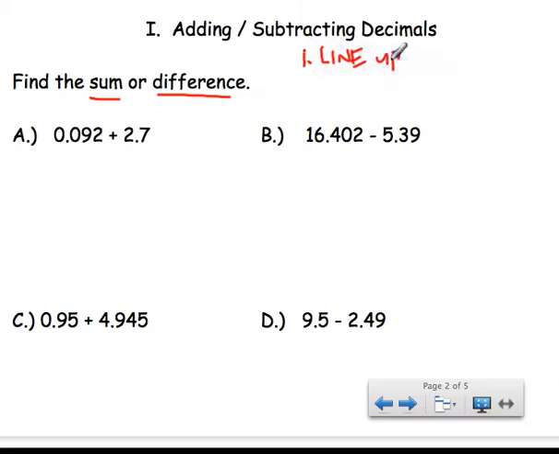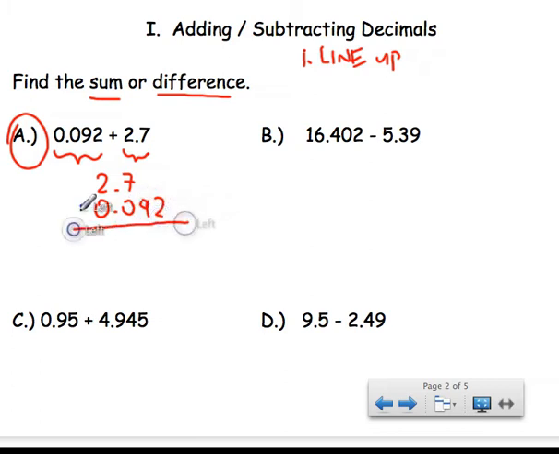So if I'm looking at A here, I see 0 and 92 thousandths plus 2 and 7 tenths. I'll add them by lining up the decimal first. So 2.7 and below it 0.092. The first step I did was line them up. Second step is to add zeros if you need them.